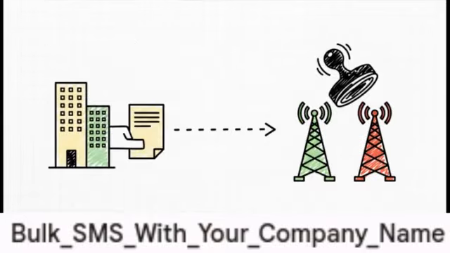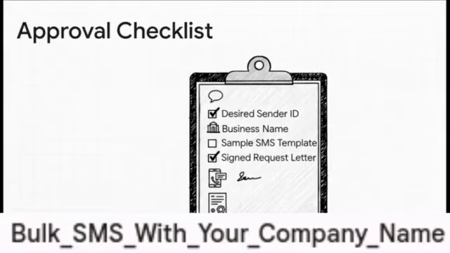Okay, step 2. This is the official part, submitting your sender ID for approval. This is basically where you register your brand name with the mobile operators. Don't let it intimidate you, it's really just a little bit of paperwork. And here's the checklist of what you'll need to have ready. You'll need your desired sender ID, of course, your registered business name, a sample of the kind of message you plan to send, and a signed letter. Pro tip, including a copy of your business registration is highly recommended. It can really speed up the approval.